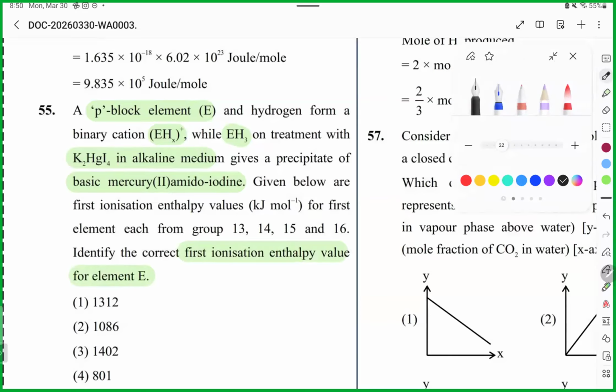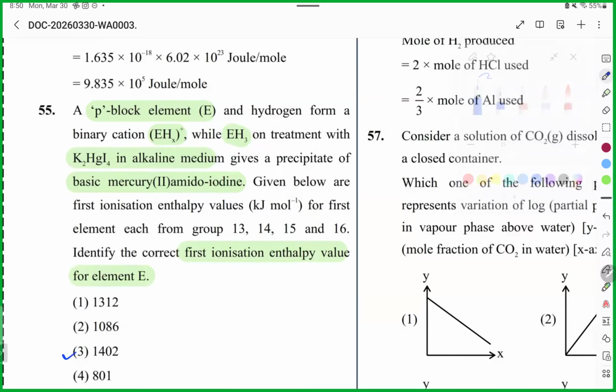The answer will be 3. And you will be like, sir, how do we know? Group 15 elements form this EH3, for example NH3 or PH3, correct? Group 15 elements form this. As simple as that. Even they are saying that it forms the cation. Ammonia can also form the ammonium ion.